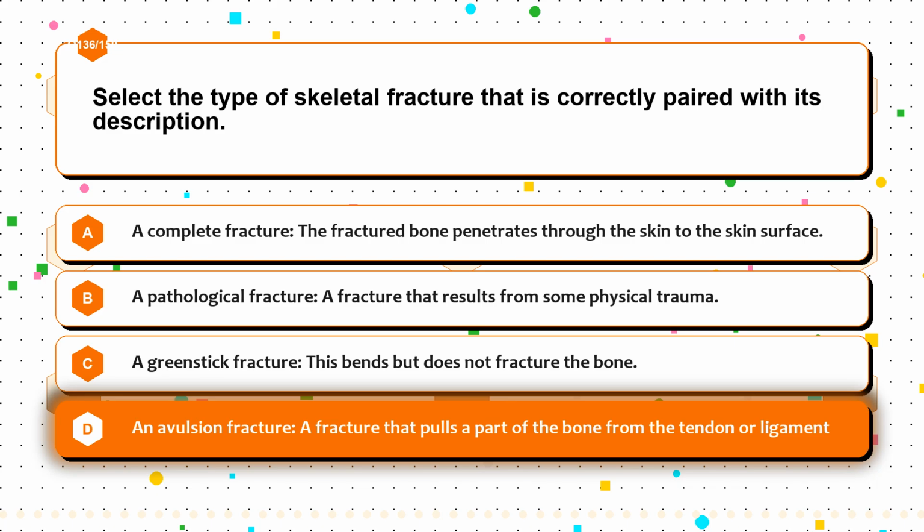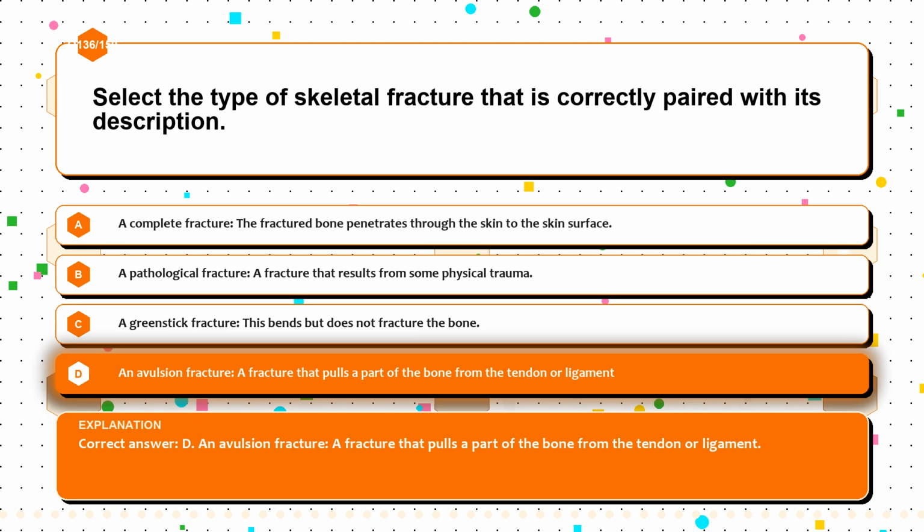The correct answer is option D. An avulsion fracture. A fracture that pulls a part of the bone from the tendon or ligament. Correct answer D. An avulsion fracture, a fracture that pulls a part of the bone from the tendon or ligament.